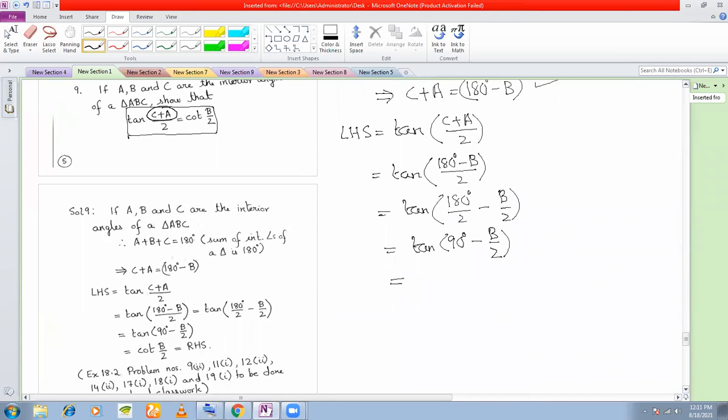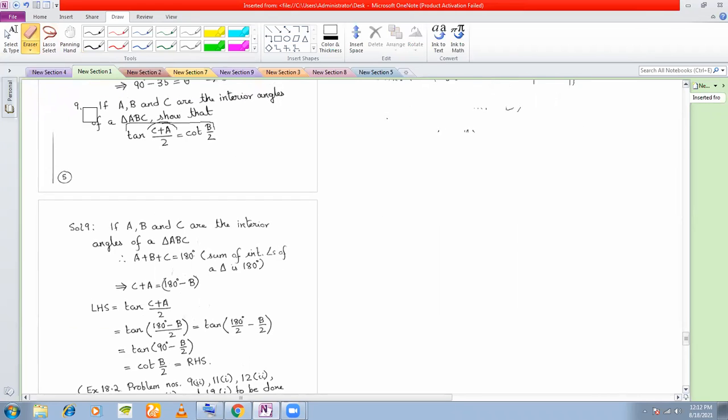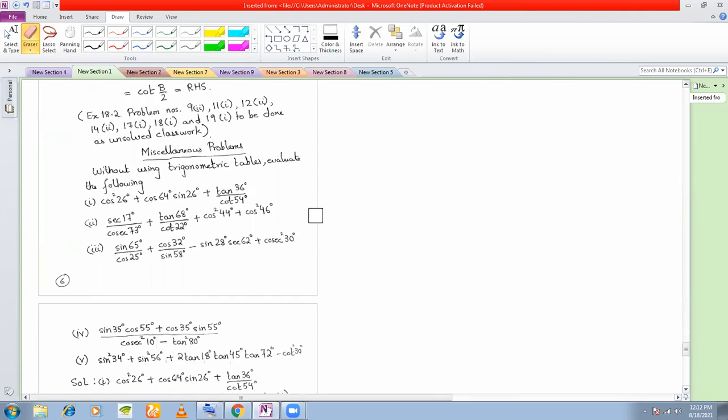And how much is tan 90 degrees? If you consider this angle to be theta, how much is tan of 90 minus theta? Cot theta. Cot B by 2, which is equal to the right hand side. Okay, clear with this? Yes, sir. So this was an easy problem. We'll move on to the next problem here.